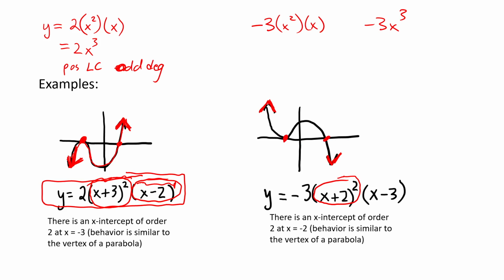Now, reading from left to right, I will approach the x-intercept of order 2 at x equals -2. Since it's order 2, I'll bounce off of it. And then I know that I have to cut back through the x-axis at x equals 3. And I'll make sure, since it's order 1, I just do an easy cutting through of the x-axis. And I get a curve that looks like that.